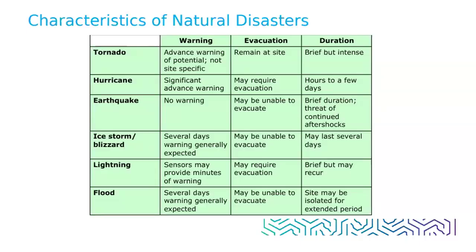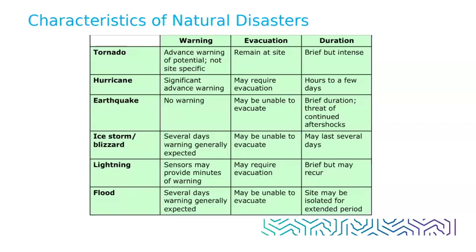So the tornadoes, they provide advanced warning but require people to remain on site. The hurricanes offer significant warning and may require evacuation. Whereas the earthquakes, they occur without warning and may prevent evacuation. Ice storms or blizzards generally provide several days of warning, but may make the evacuation difficult. And then the lightning, which offers only minutes of warning and may recur, and floods, they often provide several days of warning but can isolate the affected site for an extended period.